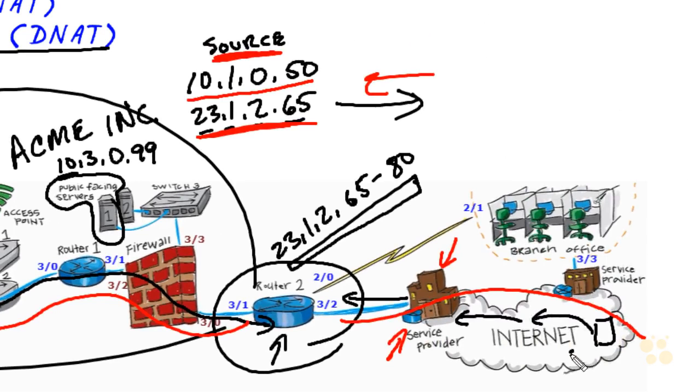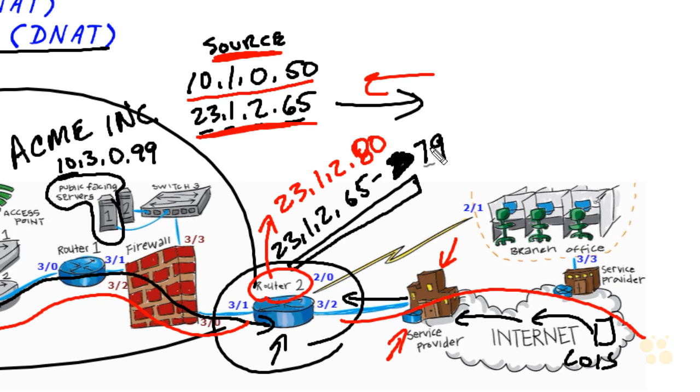So how is Lois out here on the internet going to be able to get to that web server? And the answer is we're going to set up destination NAT. So here on R2, once again, we could go ahead and say, let's use 23.1.2.80. So we'll change the range of the NAT pool, and we'll use 23.1.2.80, which is still allocated to us, to our company, as a globally routable address.